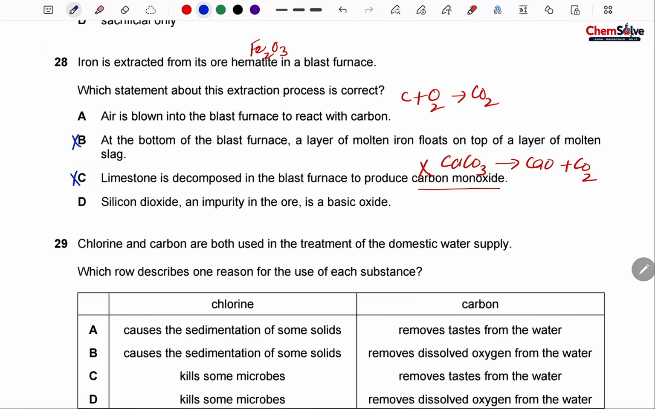Silicon dioxide, an impurity, is a basic oxide. We have discussed earlier in this paper that non-metallic oxides are acidic. Silicon is a non-metal, so its oxide would be acidic, not basic. So this statement is also incorrect. Option A is the correct one.